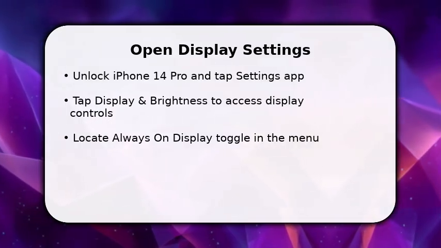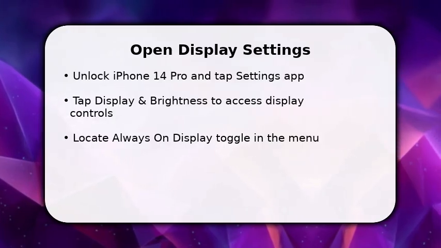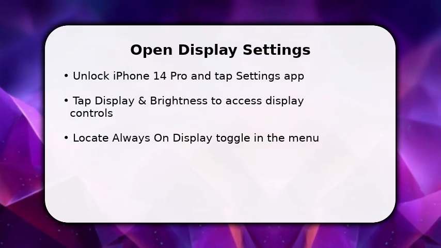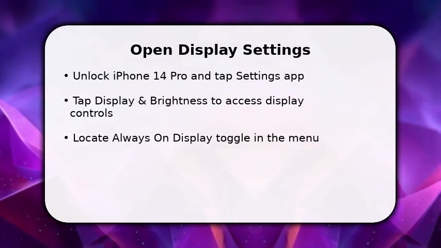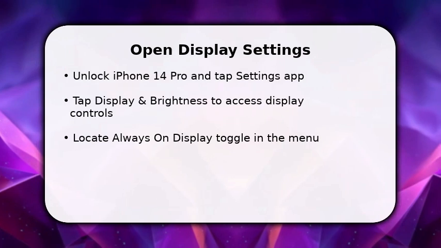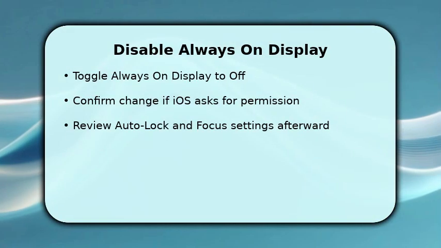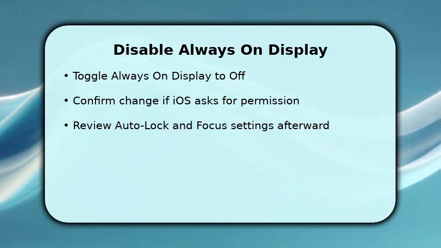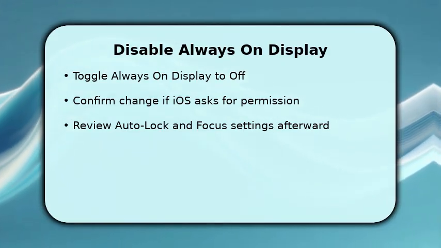You're taking away the ambient screen that stays lit. This saves battery and prevents unwanted notifications from showing. Now that you're in the right menu, get ready to flip the switch and confirm the change. You can turn Always on Display off with a single toggle. Tap it so the switch moves to off, and watch the display preview change.